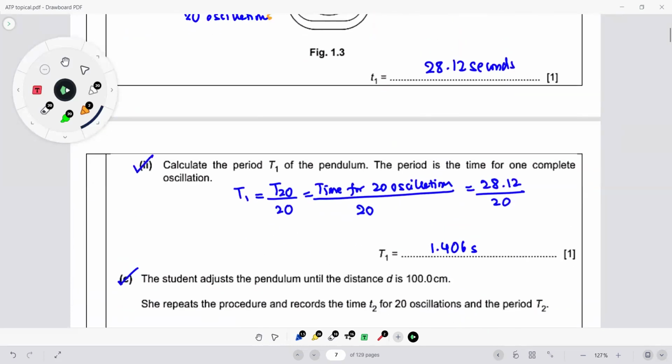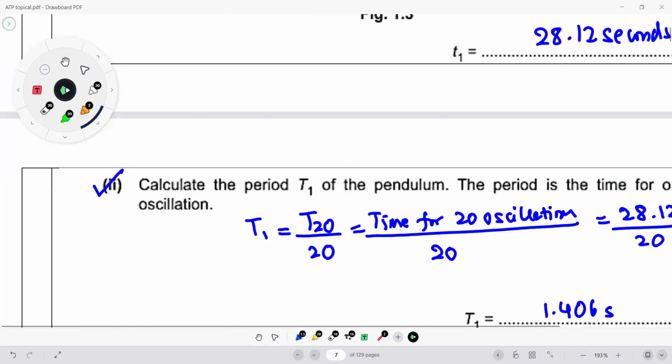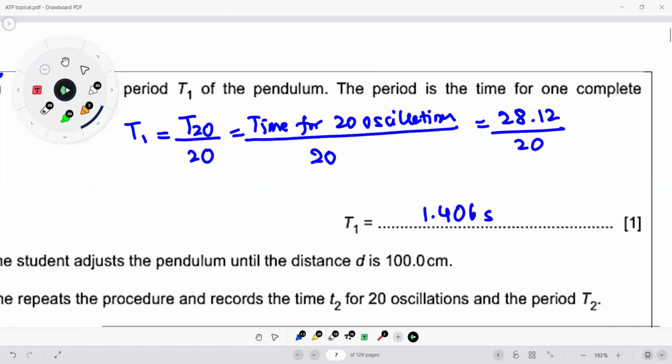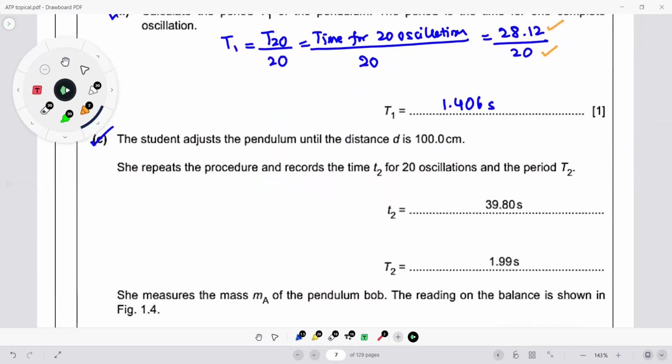बहुत आसान था. Calculate the period T1, capital T1, of the pendulum. The period is the time for one complete oscillation. If you have the time for 20 oscillations, which is 28.12, then T1, the time for one oscillation, is going to be 28.12 divided by 20. इसका एक मैंने formula आपके लिए बनाया है, आप देख लेना. It's just basic unitary method, right? 1.406 seconds.